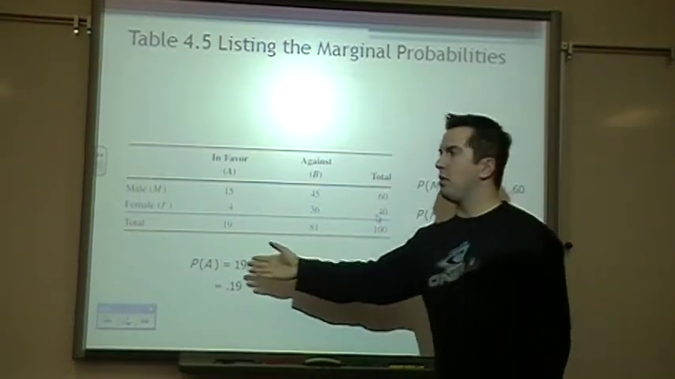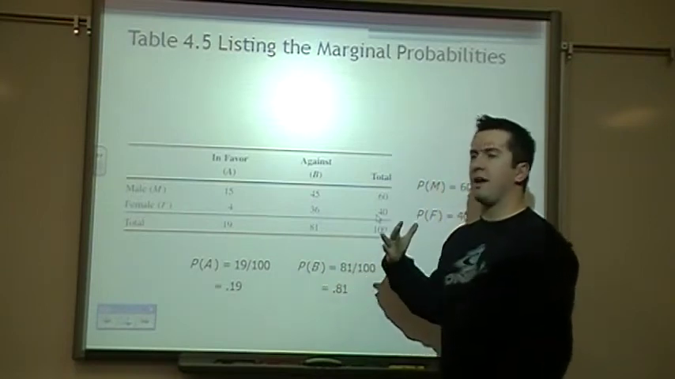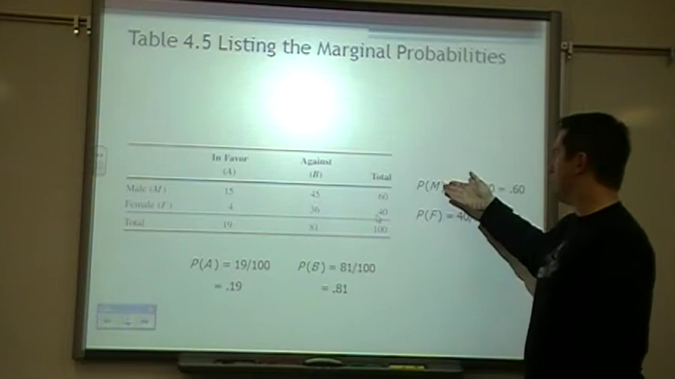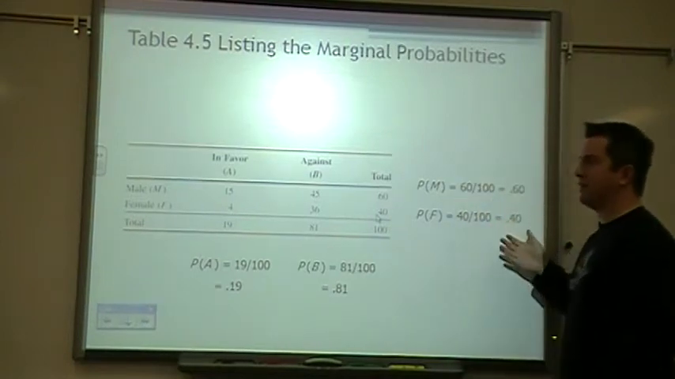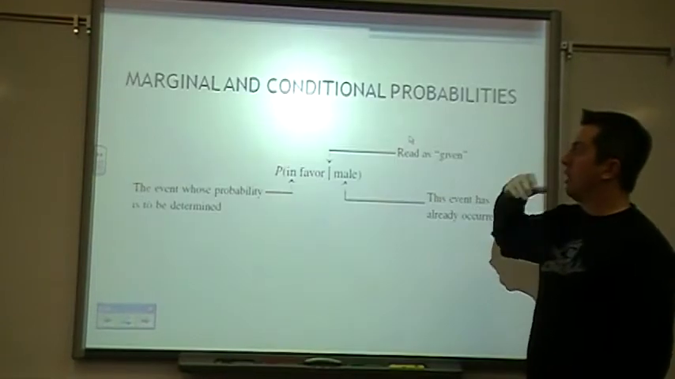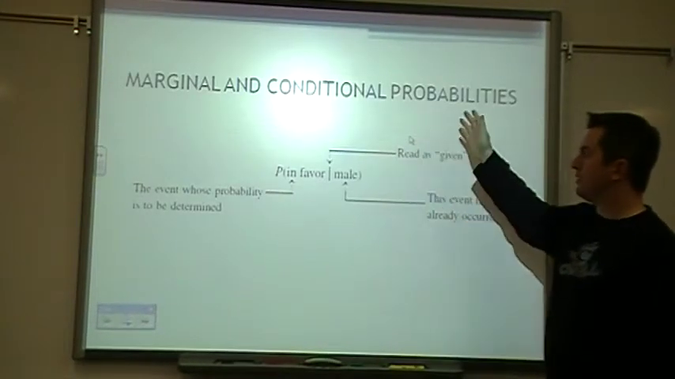So those probabilities are simple probabilities. They don't rely on anything else. Over here, male and female, they're the same thing. They're also simple probabilities. They don't rely on anything else. Now we get into reading these.